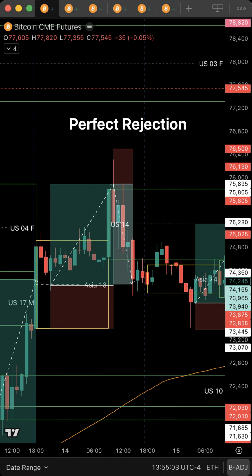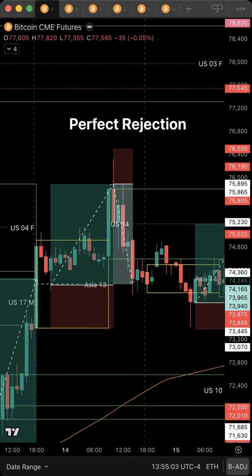Price pushes into higher structure, but it cannot stay. The April 14th U.S. session forms inside the February 4th U.S. session box. The downside frame begins at the February 4th U.S. upper boundary. That is where the position forms.